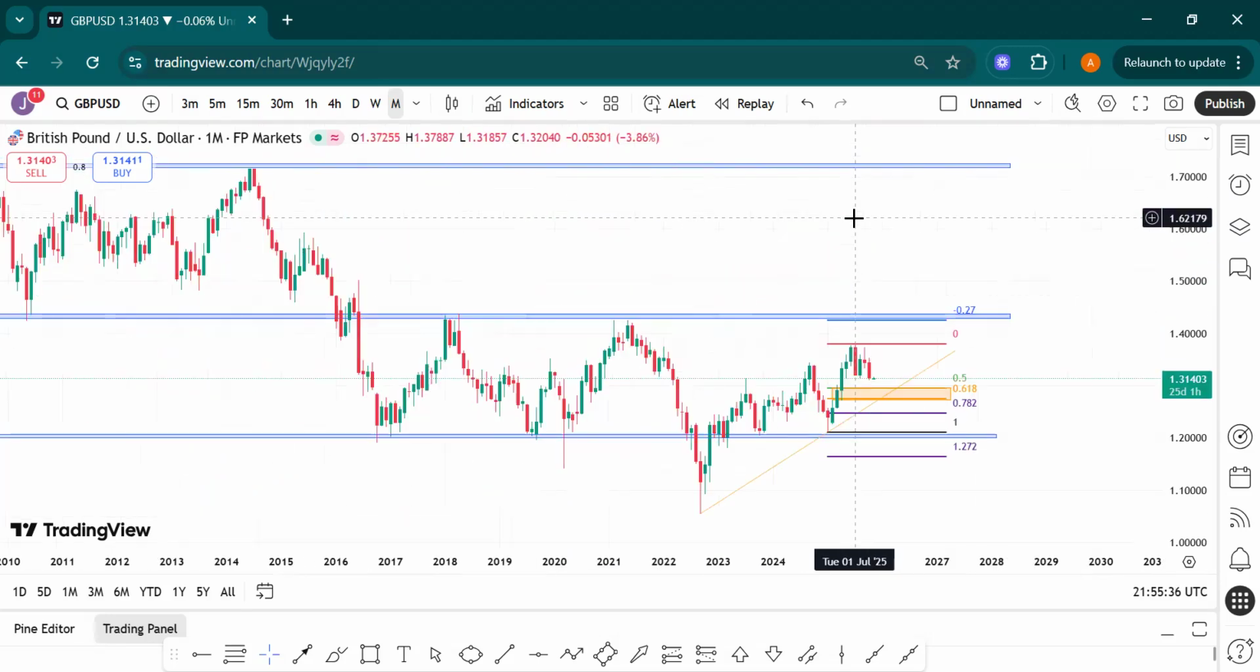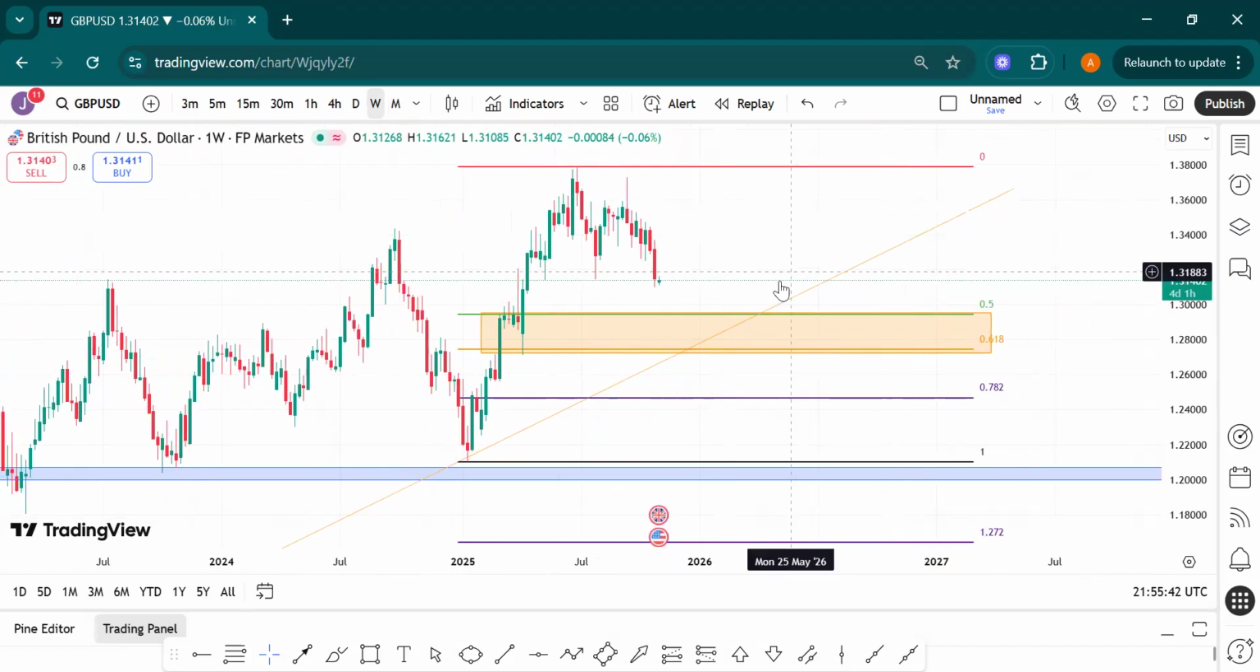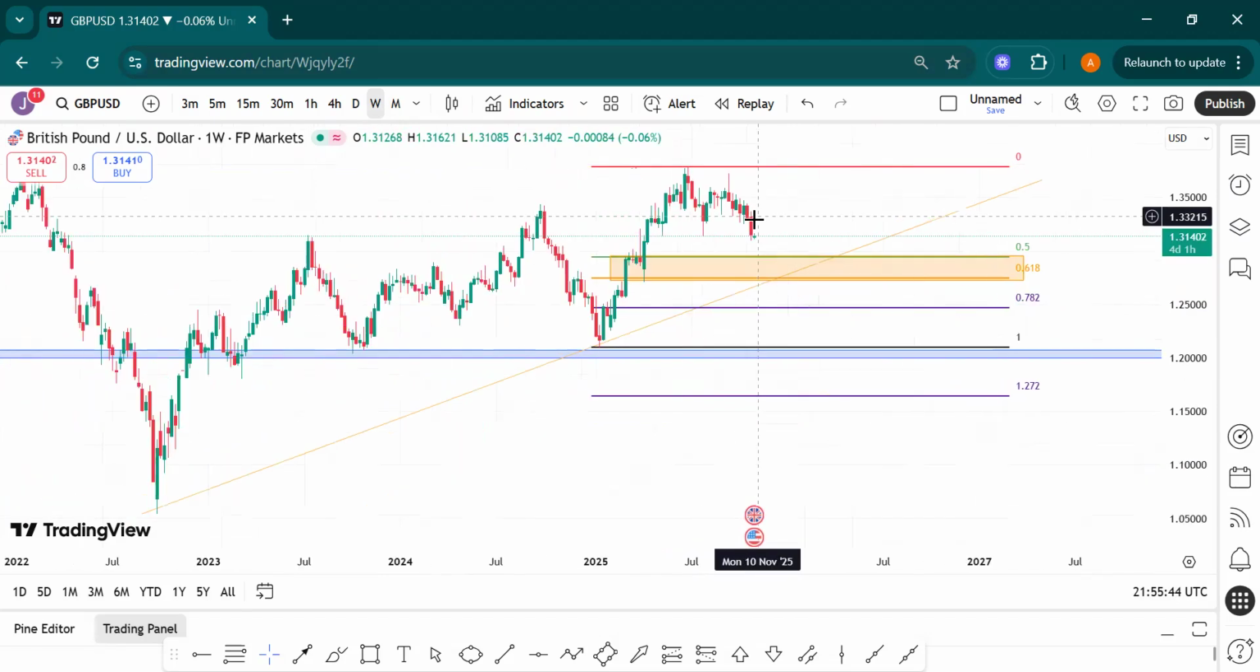So what do we do next? We'll go to the weekly time frame to see if we can get a chart pattern to work with. Now we can see that everything still aligns with our take from the monthly time frame.